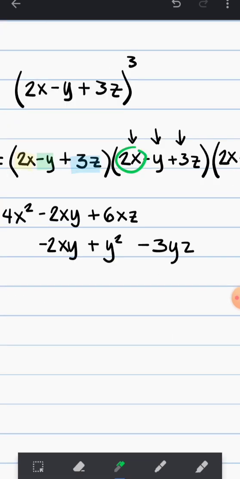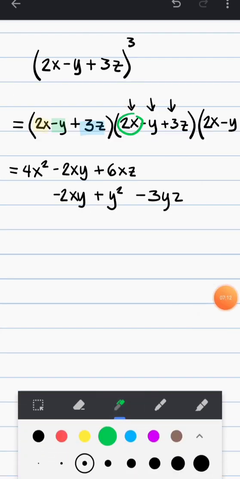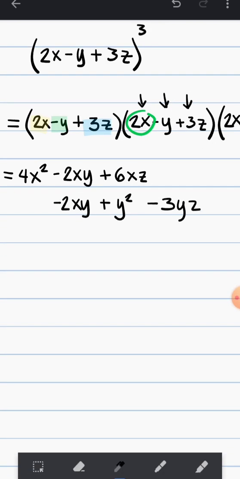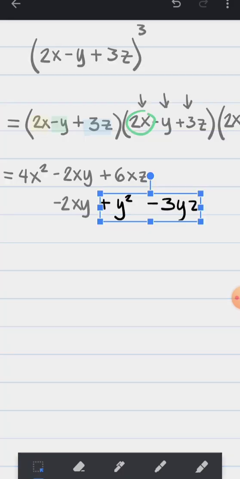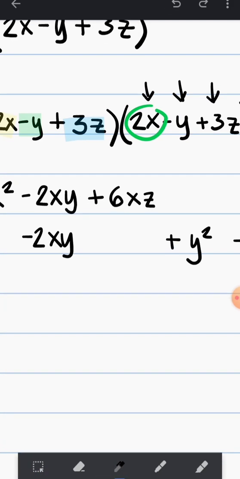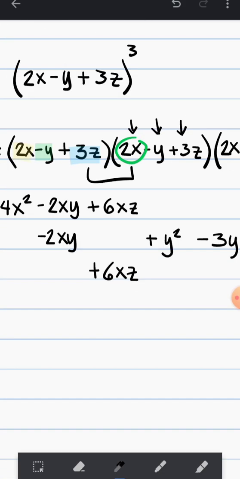2x. So 3z times 2x, multiplying the coefficients, 3 times 2 is 6, and then x times z is xz. 3z times 2x is 6xz. As you can see, we will line this up to this term. This is its similar term. So 6xz is in two terms, 6xz.